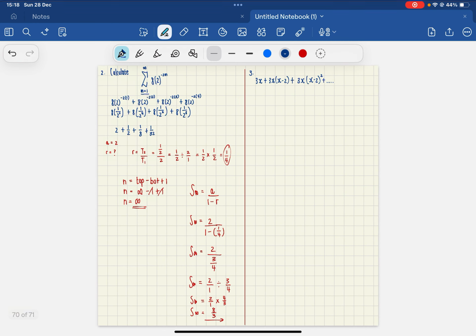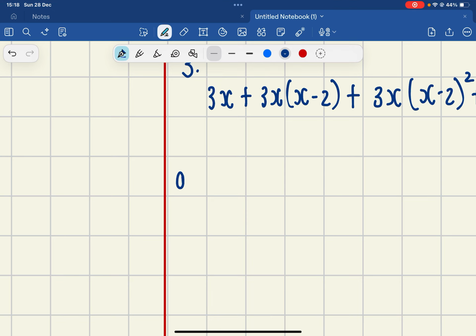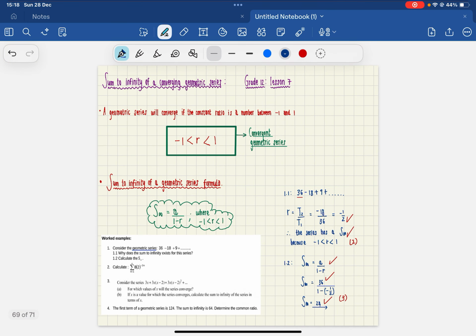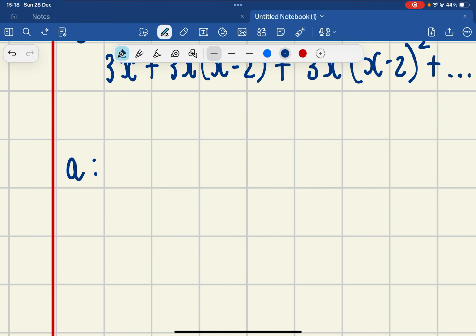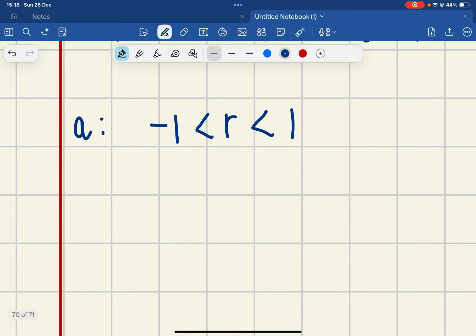And it says to us in question 3a, calculate for which values of x the series will converge. Now, which values of x will the series converge, boys and girls? Remember the fact that I just told you: a series will converge when the constant ratio is between -1 and 1.